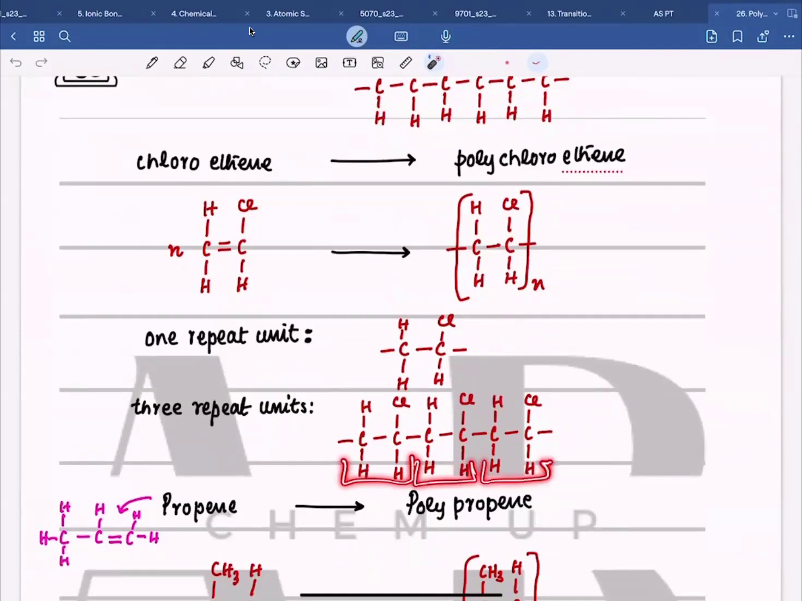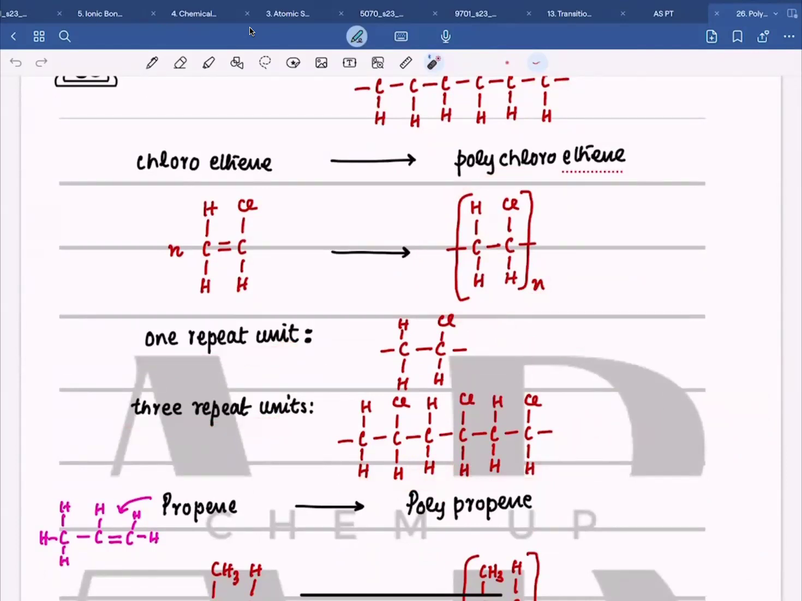Is this clear? Sir, how will we know whether they want it in brackets? In brackets, when we have to show the whole molecule, then we will keep it in the bracket. Otherwise, if they ask you to draw one repeat unit or three repeat units, you will do it this way.